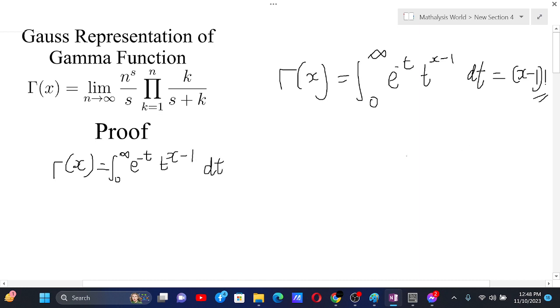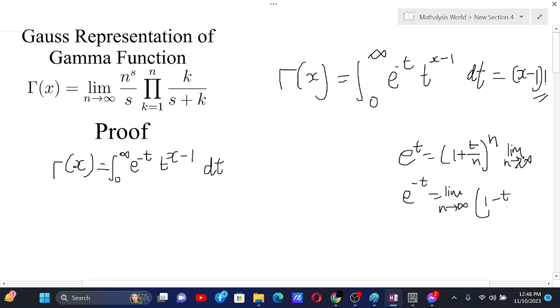Now we have e to the power t equals the limit of (1 plus t by n) to the power n, where n is going to infinity. So e to the power minus t will be the limit as n goes to infinity of (1 minus t by n) to the power n. We will replace it here.